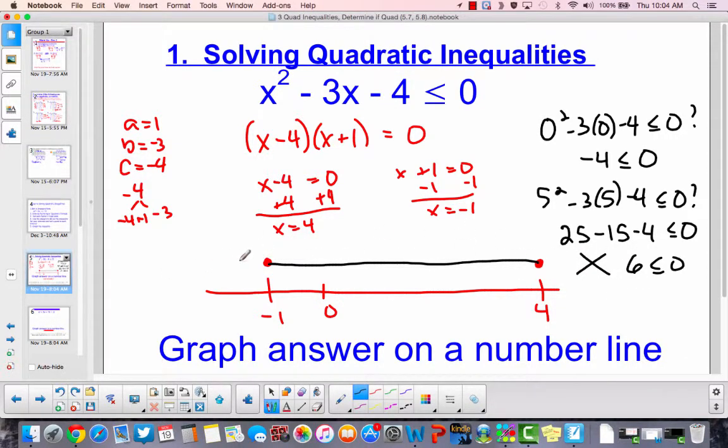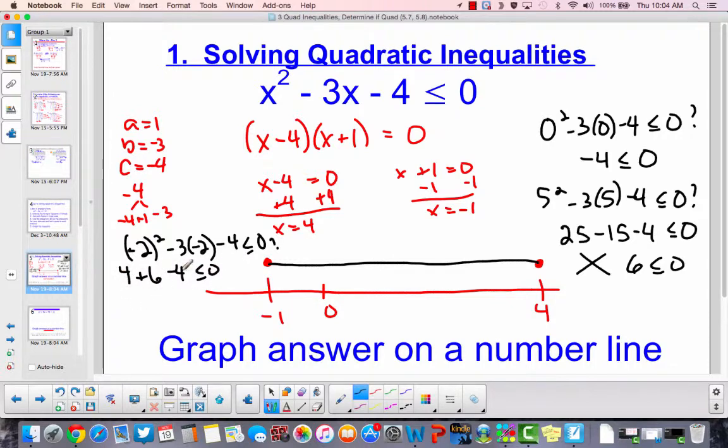The same thing would be true if we picked a number less than negative 1. Let's try negative 2. So negative 2 squared minus 3 times negative 2 minus 4. Is that less than or equal to 0? Well, this is 4 plus 6 minus 4.